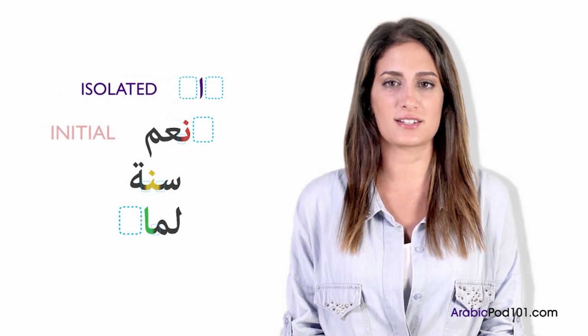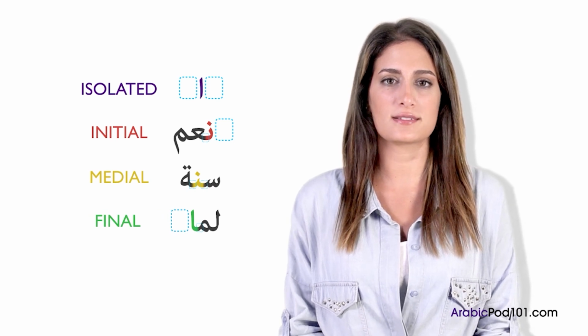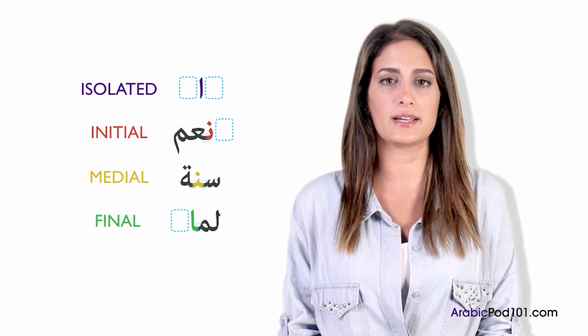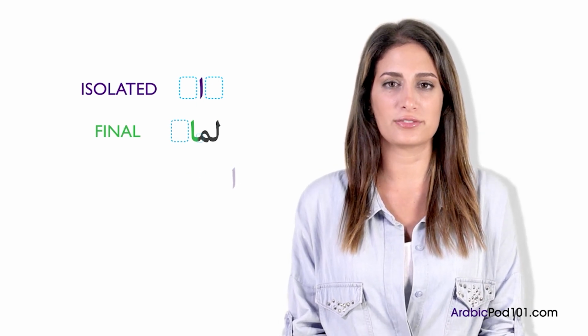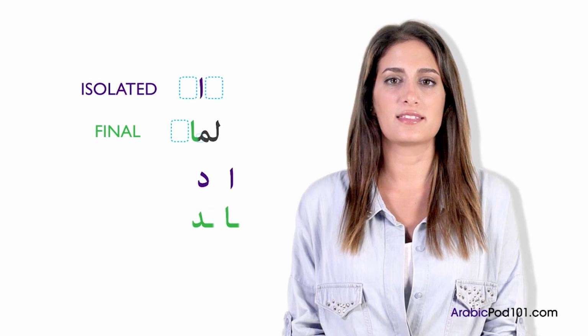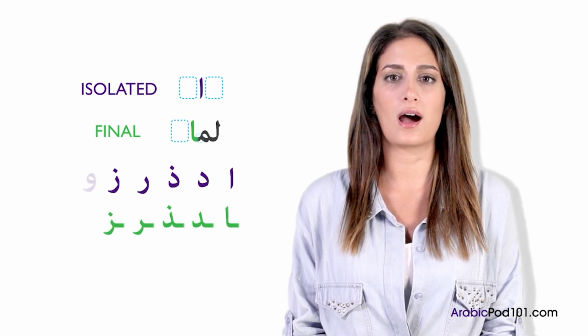Letters of the Arabic alphabet have four ways to connect to the letters before and after them: isolated, initial, medial, and final. However, there are letters that don't follow that rule and only have two forms of connection. They are Alif, Dhal, Dhal, Ra, Zayn, Wow. Now let's review the letters we've learned so far.